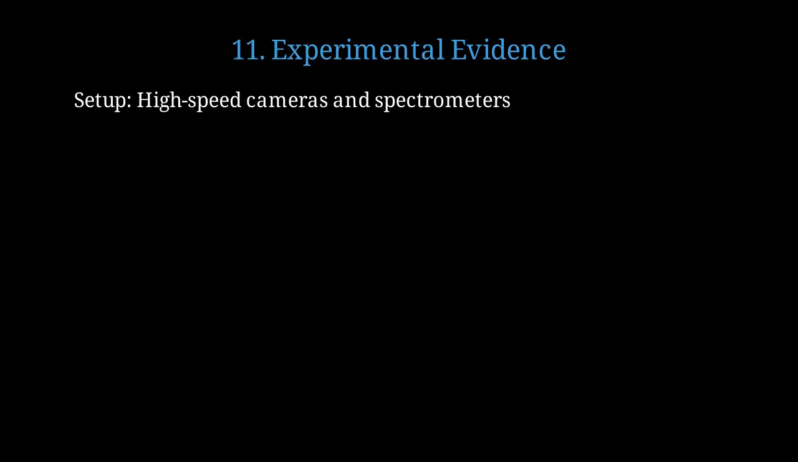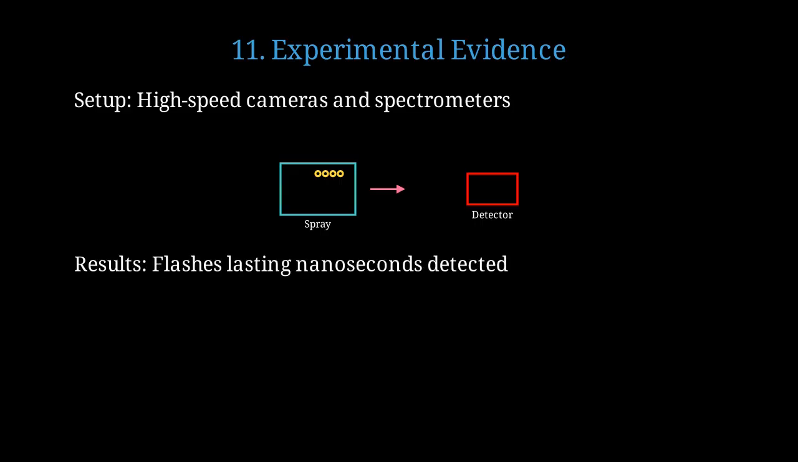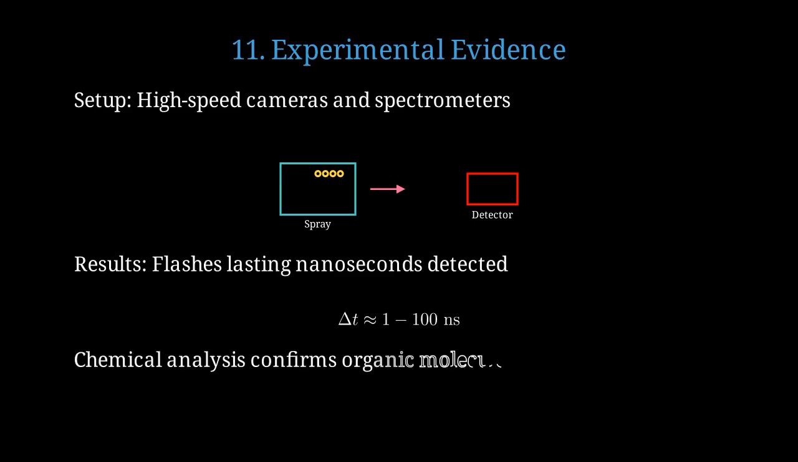Researchers use high-speed cameras capable of capturing millions of frames per second, combined with spectrometers to analyze light. The experimental setup sprays pure water through a nozzle, while detectors capture the resulting flashes of light. Results show brief flashes of light lasting only nanoseconds, consistent with electrical discharges. The flash duration is typically 1 to 100 nanoseconds, billionths of a second. Chemical analysis of the spray products confirms the production of simple organic molecules.